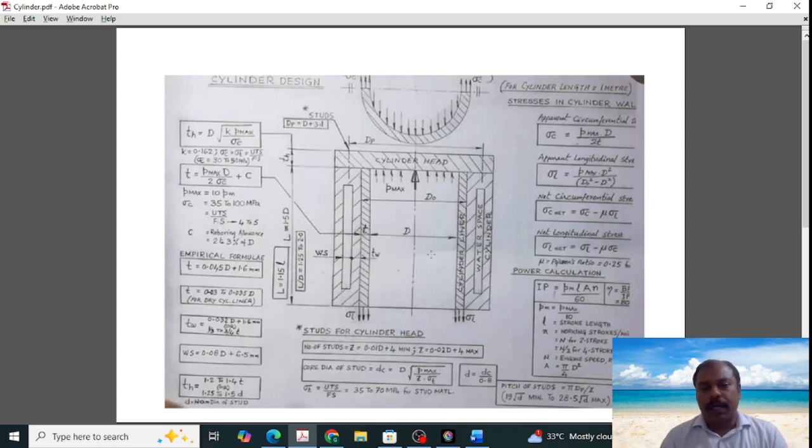Today we have taken a cylinder that has a wet liner, and there is a cylinder head which covers the block. This water space is given for cooling purposes, because an enormous amount of heat is produced while combustion takes place. This cylinder is subjected to longitudinal stress as well as circumferential stress. So the design should withstand the longitudinal stress and circumferential stress generated inside the cylinder.